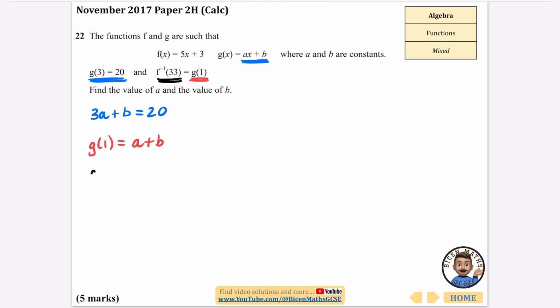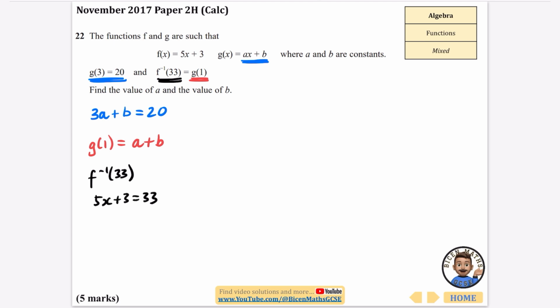Now I'm going to try and find out what is the f inverse of 33. That little minus one means it's f inverse. Now if you're ever trying to find this where you're putting an input into an inverse function, well, that doesn't mean put 33 into this. It actually means something different. It means make the function equal to 33.